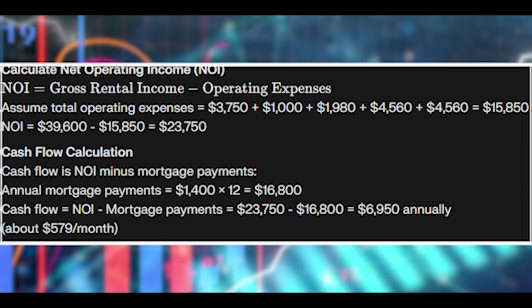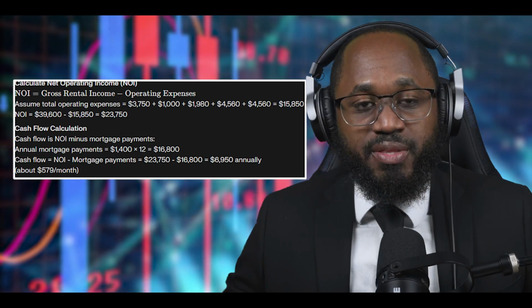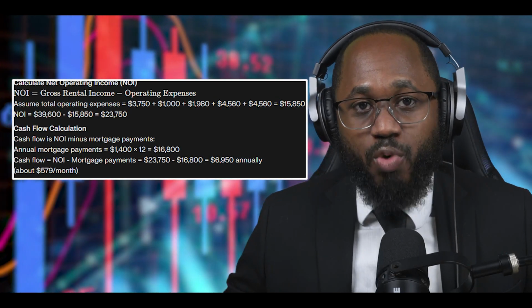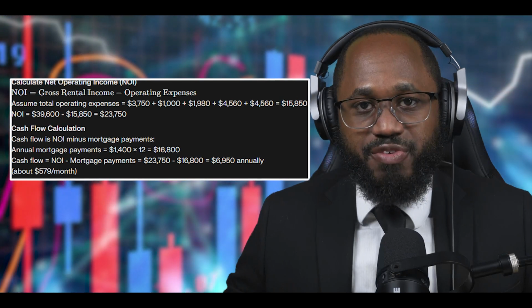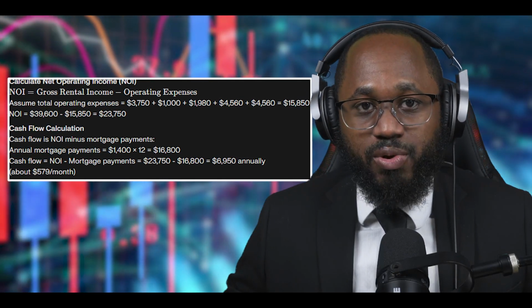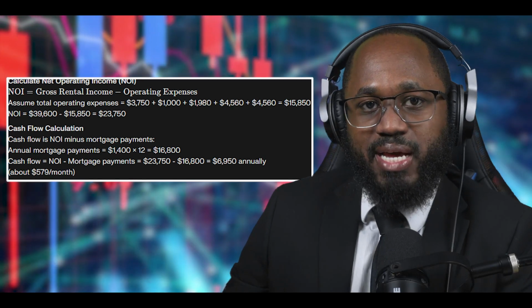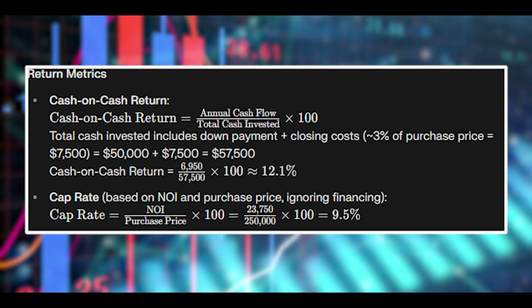Now, the cash flow calculation, right? The cash flow is NOI minus the mortgage payments. So the annual mortgage payments is $1,400 times 12, which is $16,800. The cash flow is the NOI minus the mortgage payments, which is $23,750 minus $16,800, which is $6,950 annually, which is about $579 a month. Now, Peter, please put the return metric calculations on the screen.